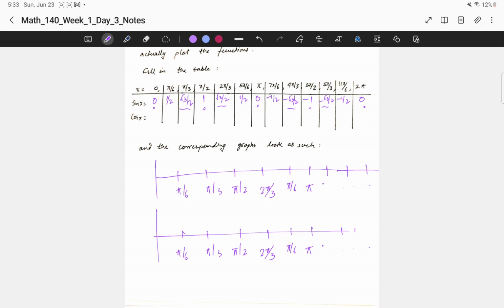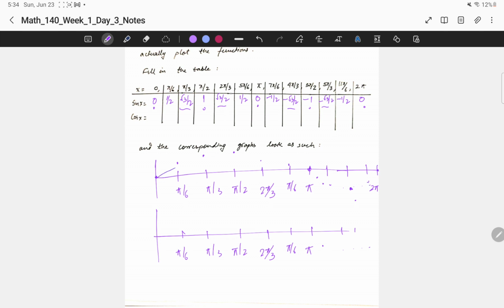Let's plot these values. So I have 0 at 0, then I have 0 at pi, and I have 0 at 2 pi. Let's call the max value 1, negative 1. So at pi over 2 I get to this max value, and at 3 pi over 2 I get to this min value. Half, it's roughly there. Root 3 over 2 is over there. Then I get another root 3 over 2, and I get another half. Then I get negative half, negative root 3 over 2, negative root 3 over 2, negative half.